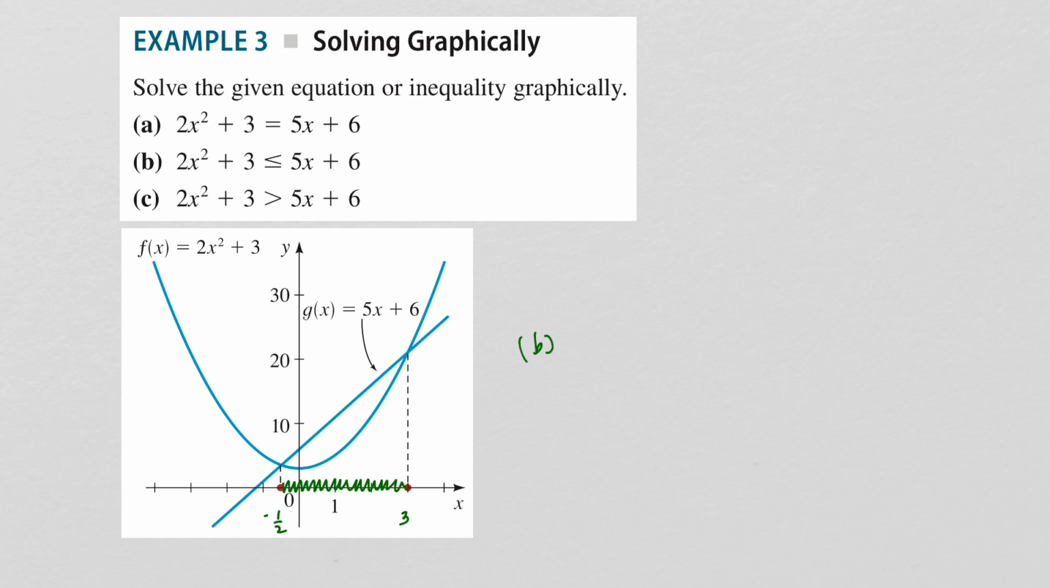So the solution to part B is all values from x equals negative 1/2 up to positive 3. And notice that it's including, right? We have inclusion here because there's an equal sign there.